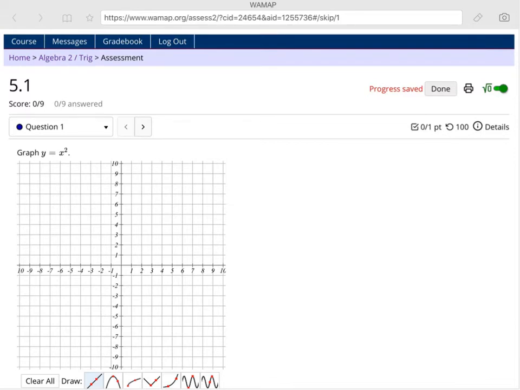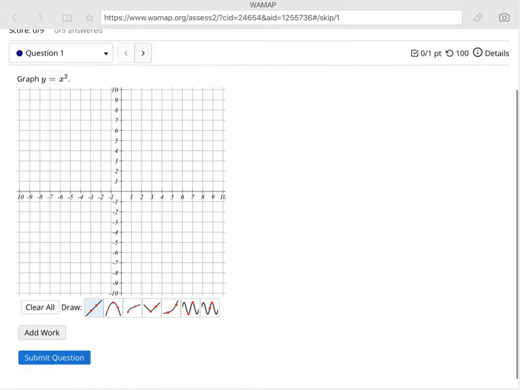Now, as usual with our WAMAP assignments, your questions might be in a different order. Although in this particular case, you will have these exact questions come up somewhere along the line because I've picked some very particular ones. So the first thing I want you to note here is that we're being asked to graph y equals x squared. So that means the first thing I need to do is know what the shape of x squared is.